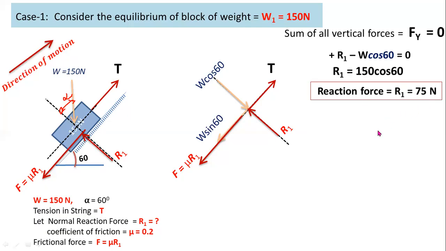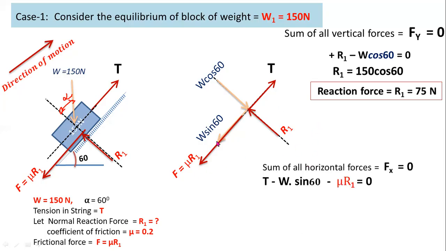After getting the reaction force, you have to determine the value of tension T. Resolve all the forces parallel to the inclined plane. For right side direction, you have to consider positive sign. For left side direction, you have to consider negative sign. So plus T minus W sin 60 minus mu R1 equal to 0.